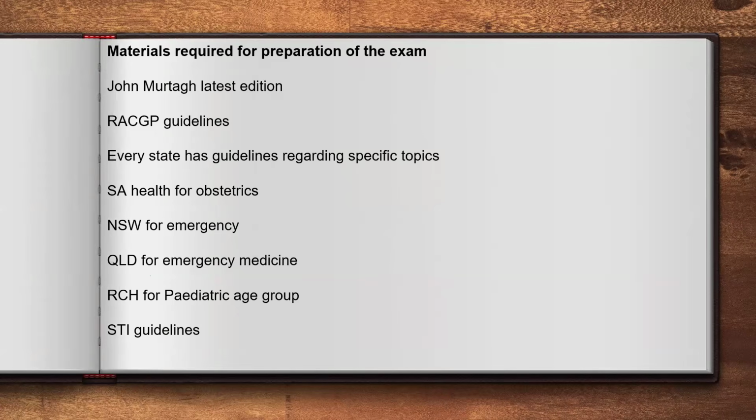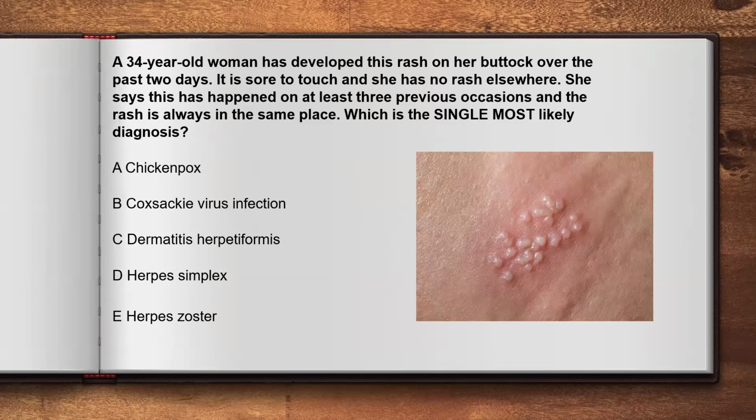Queensland Health for emergency as well. RCH is followed all over Australia. SA Health for obstetrics is followed all over Australia because of how good they have made their guidelines in algorithm form, in the form of different tabulations. I will show you in this class, okay? All right. Moving on, let's go towards our first question.